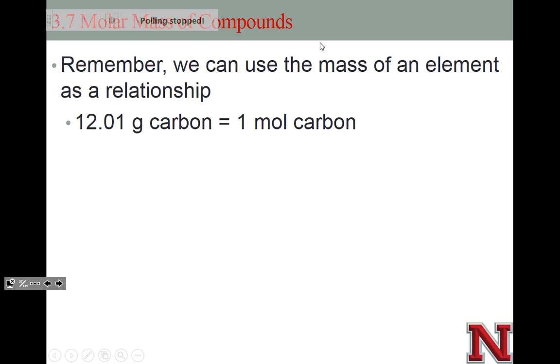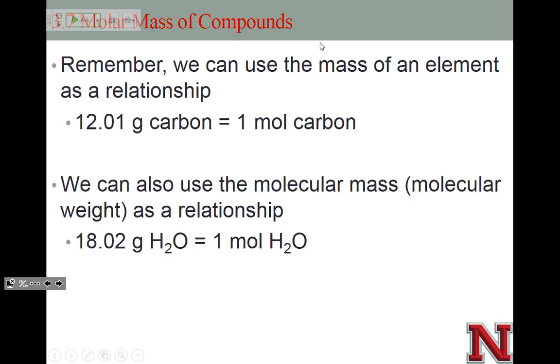So just like we could have this relationship between grams and moles of our individual atoms, if we look at our atomic weight, we can do the same with our molecular weight. So we can use this as a relationship in conversions. If I know how many grams of water I have, I can calculate how many moles of water I have. Then I can calculate how many actual molecules I have, or atoms, depending on, typically we use molecules.